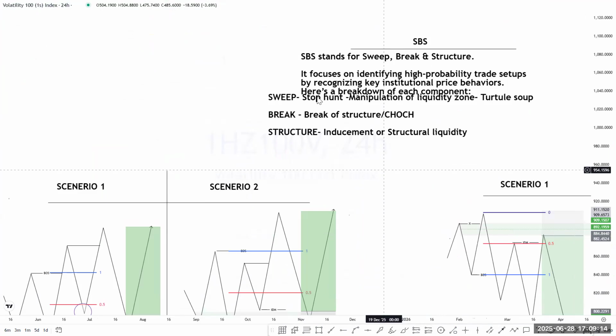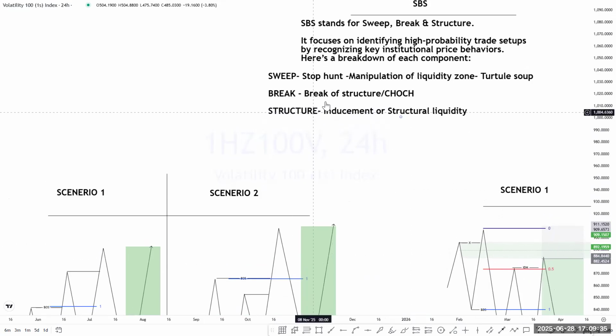So a recap before we go to the chart to illustrate. SBS stands for sweep, break, and structure. The structure has to do with structural inducement and liquidity. It focuses on identifying high probability trade setups by recognizing key price behavior, and the breakdown here is: sweep is manipulation of a liquidity zone. All right, try to identify liquidity. I told you that every previous high and low in the market is liquidity, right?